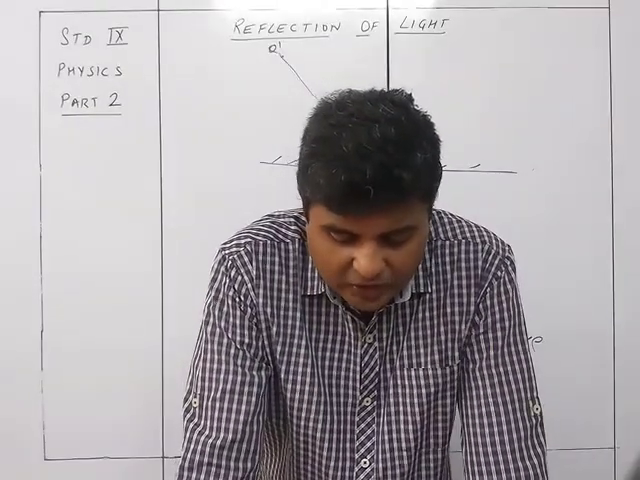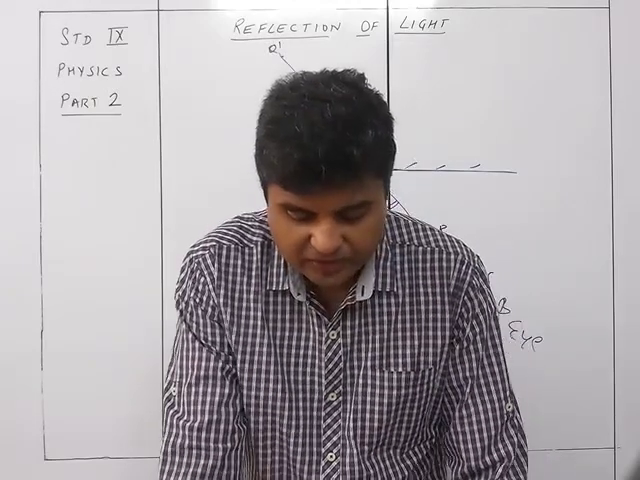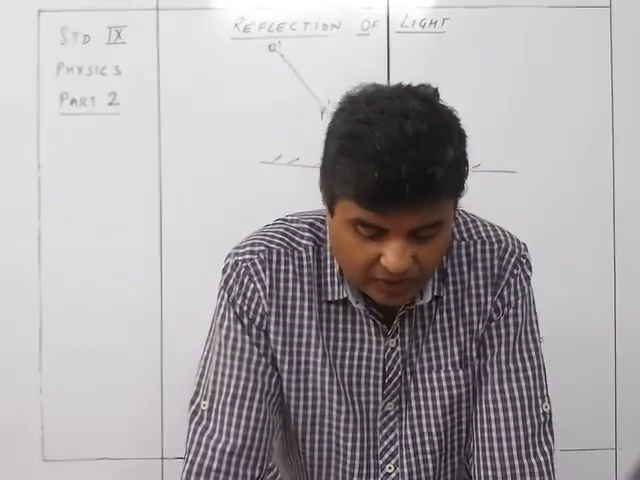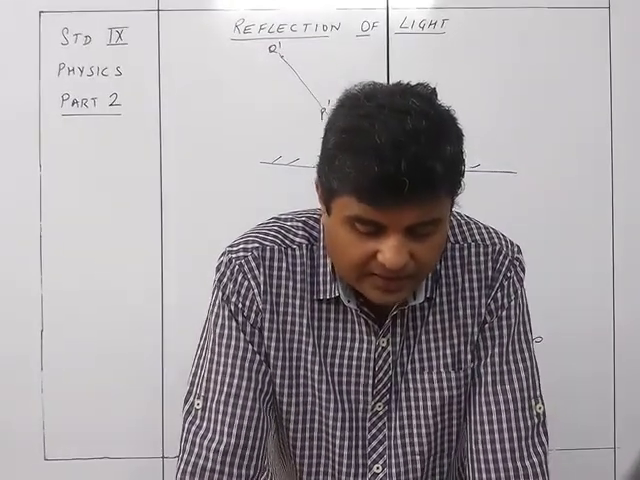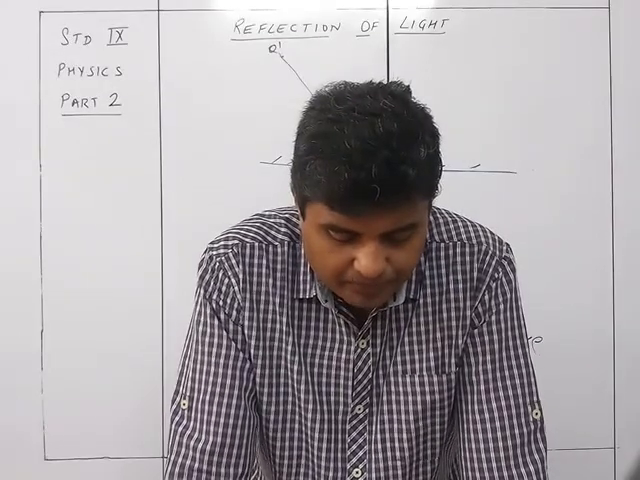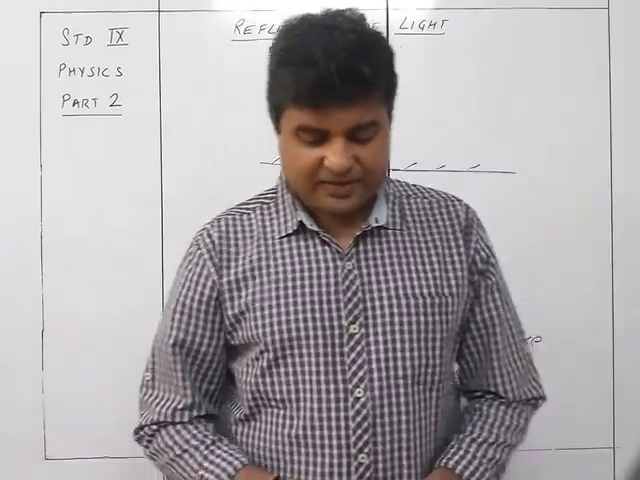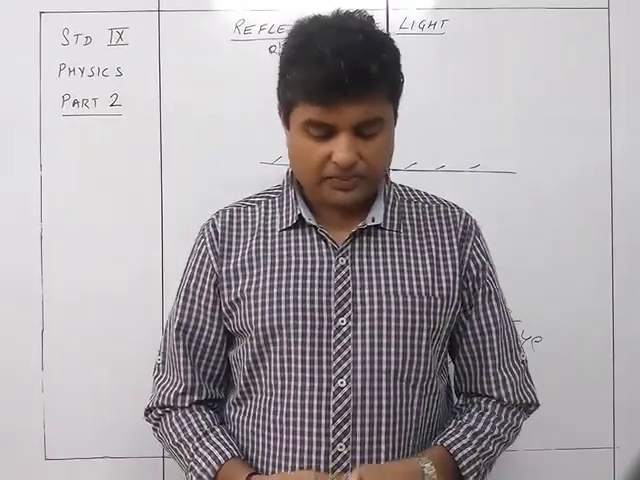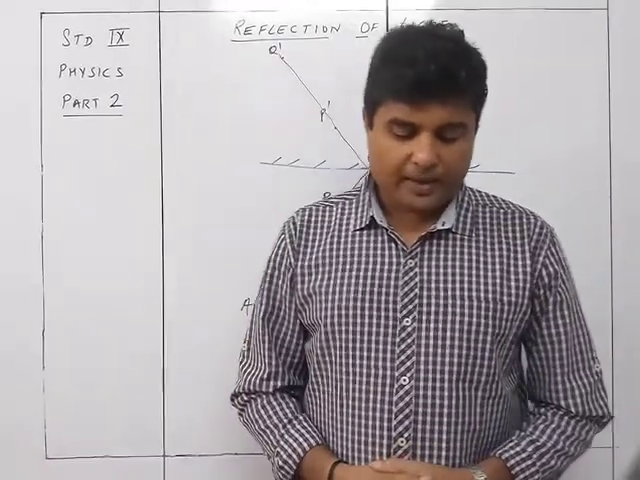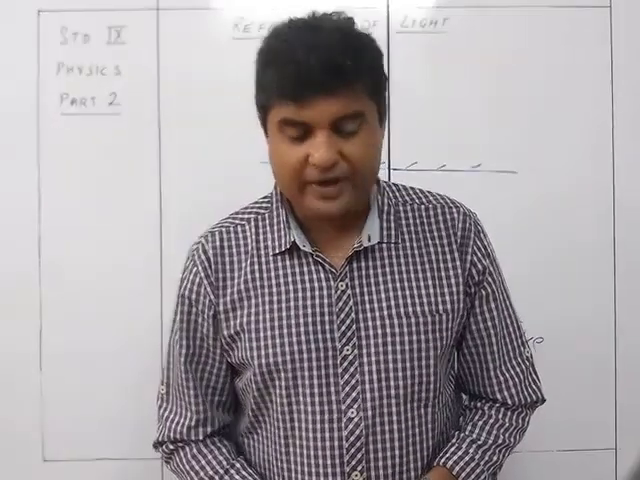From each point of an illuminated object, rays of light travel in all directions. To find the position of the image of an object formed by the mirror after reflection, we need to consider at least two rays of light incident on the mirror from a point of the object. Each incident ray gets reflected and obeys the laws of reflection. The point where the two reflected rays actually meet, or appear to meet when produced backwards, gives the position of the image of that point of the object.